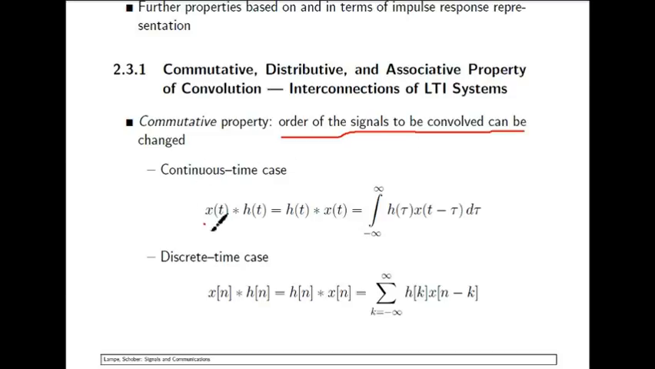In the continuous time case, if I am convolving x(t) and h(t), or h(t) and x(t), then the formula h(tau) x(t minus tau) d tau, or x(tau) h(t minus tau) d tau, both will yield the same result. Similarly, in the discrete time case, the summation of h[k] x[n minus k] and x[k] h[n minus k] will yield the same result, so the convolution sum of h[n] and x[n], and x[n] and h[n], is the same.